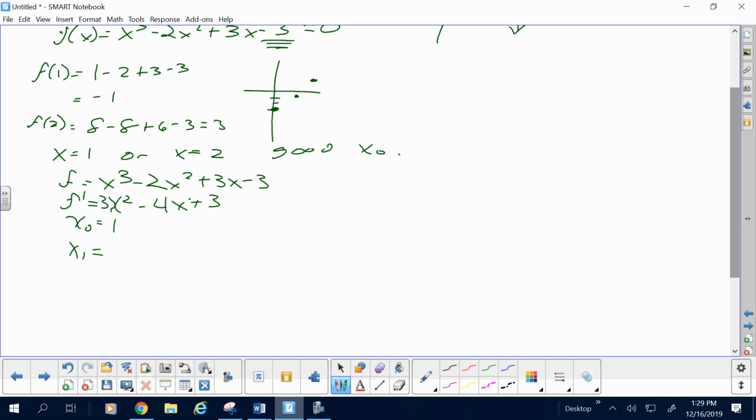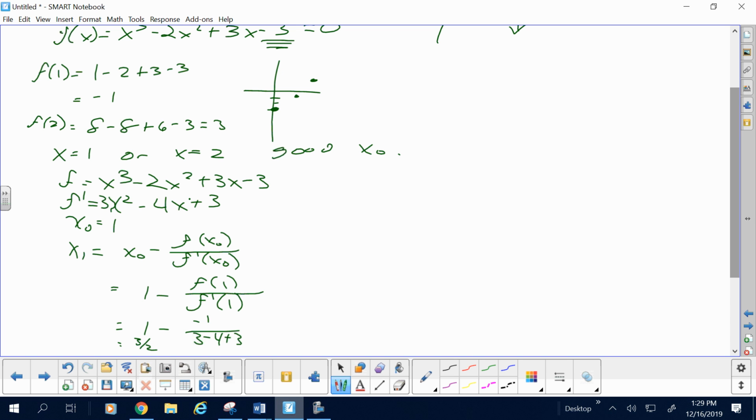x1 is x initial minus f of x initial over f prime of x initial. That's 1 minus f at 1 over f prime at 1. I earlier found f of 1. It's negative 1. And f prime at 1 is 3 minus 4 plus 3, so 2. So I get 1 plus 1 half. I'm getting 3 halves. Okay?